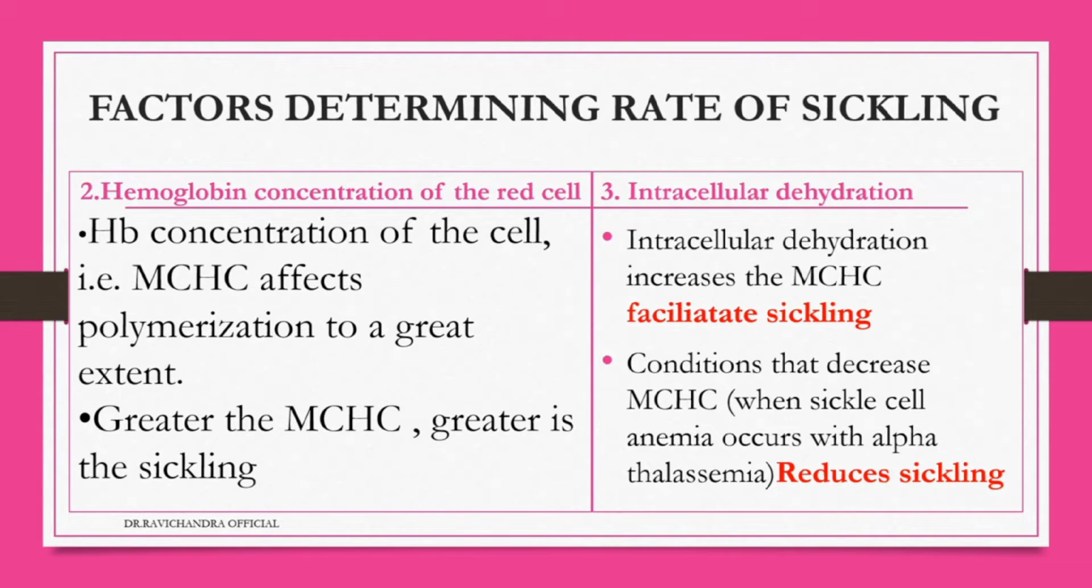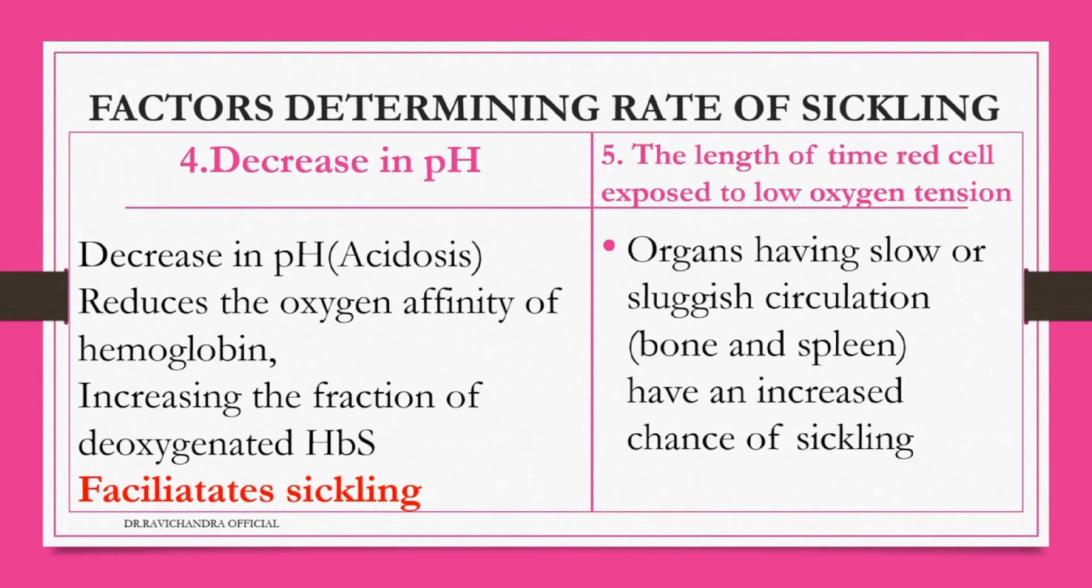Conditions that decrease MCHC: when sickle cell anemia occurs with alpha thalassemia, there will be reduced sickling. Decrease in pH, that is acidosis, reduces the oxygen affinity of the hemoglobin, thereby increasing the fraction of deoxygenated hemoglobin S, which will facilitate the sickling. The length of time red cells are exposed to low oxygen tension matters: organs having slow or sluggish circulation, like bone and spleen, have an increased risk of sickling.